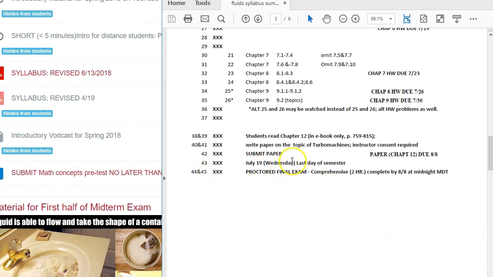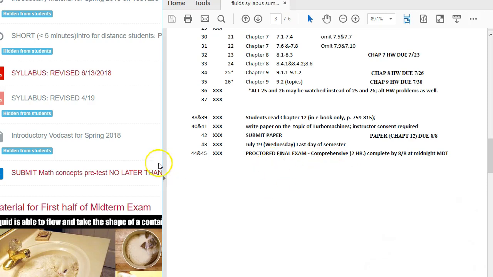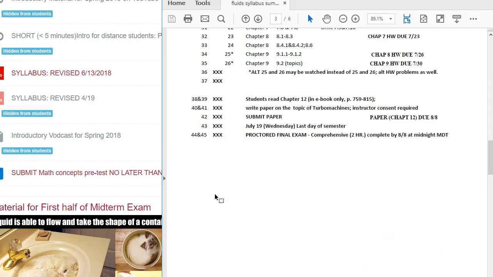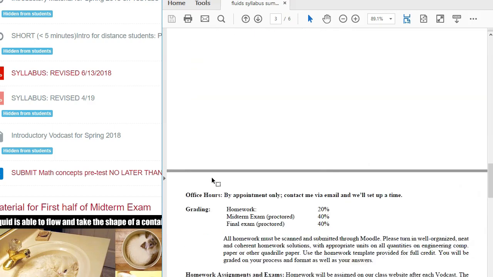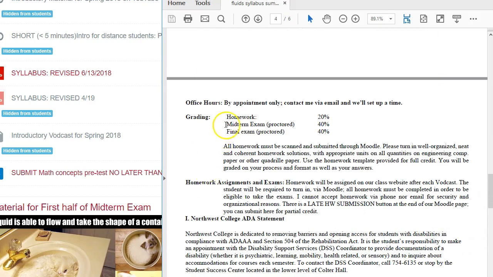Okay, now line 43 here is obviously a mistake. It says July 19th, Wednesday is the last day of the semester. That just needs to be stricken from the syllabus. That is just a mistake. But 44 and 45 tell us that the proctored final exam, comprehensive, 2 hours, needs to be completed by the 8th of August at midnight. And as I said, any of these items can be taken early. These are just deadlines. Okay, so the grading.